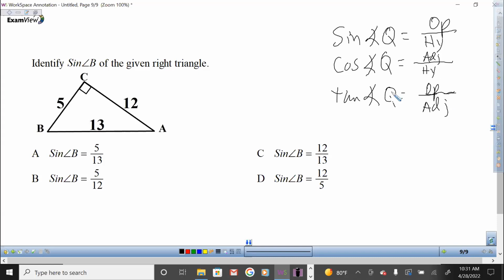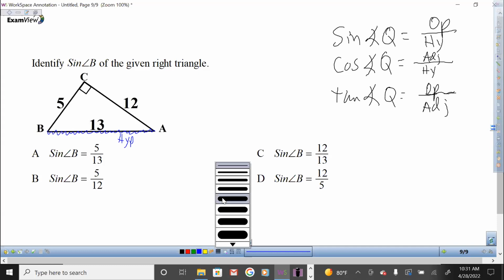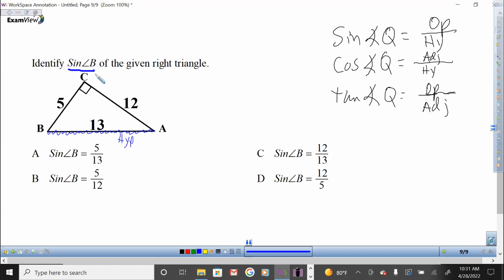Now, before we get started in answering the question over here, tell your neighbor which side is a hypotenuse. The longest side. Longest side is a hypotenuse. I'm going to label that. This is my hypotenuse. So now that I have that, let's answer the question. It says sine of angle B. Sine of angle B.